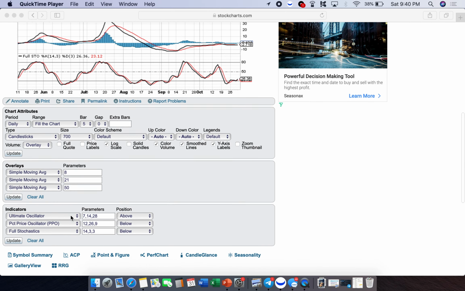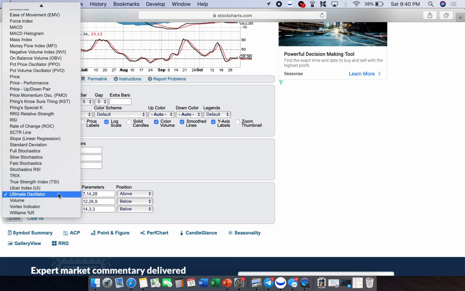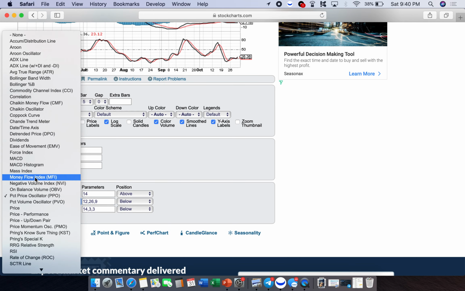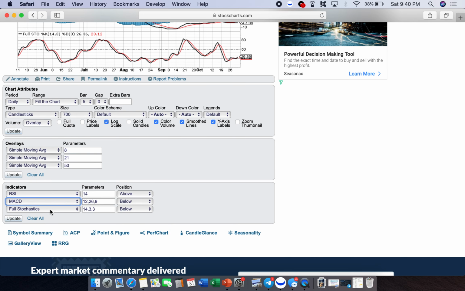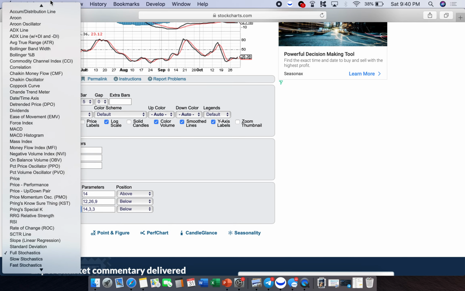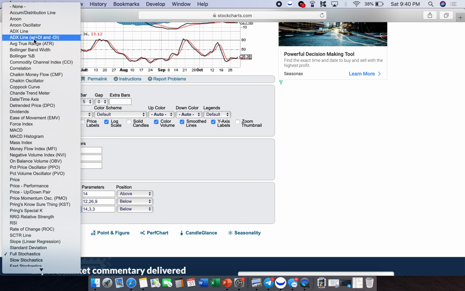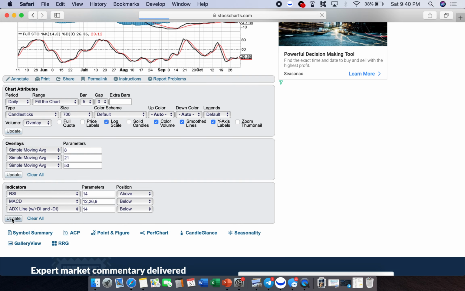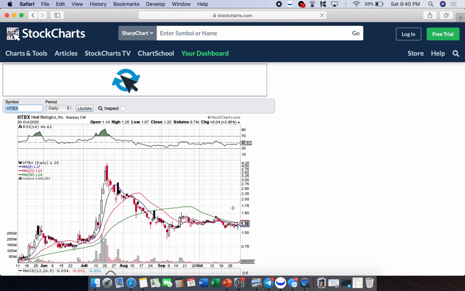So most people use RSI, so I'll switch over to RSI. Most people use MACD, and I'm just going to go through this real quick. And then we'll pick ADX. So I'll go through each indicator.